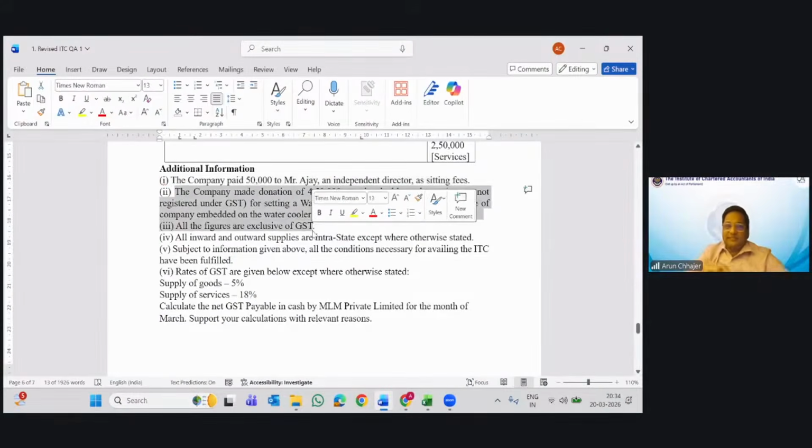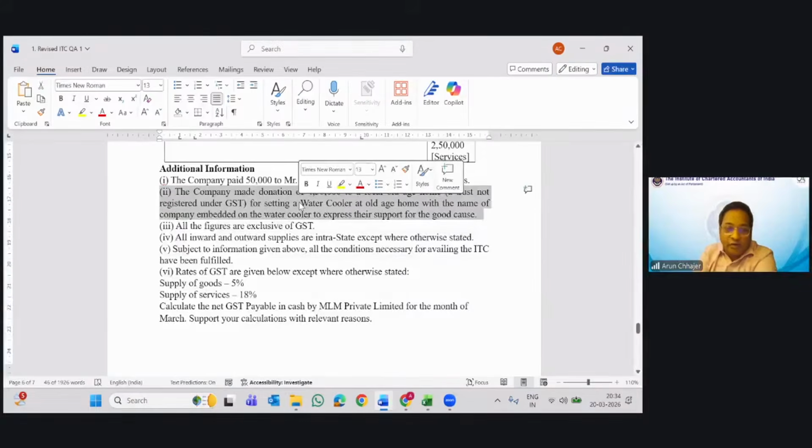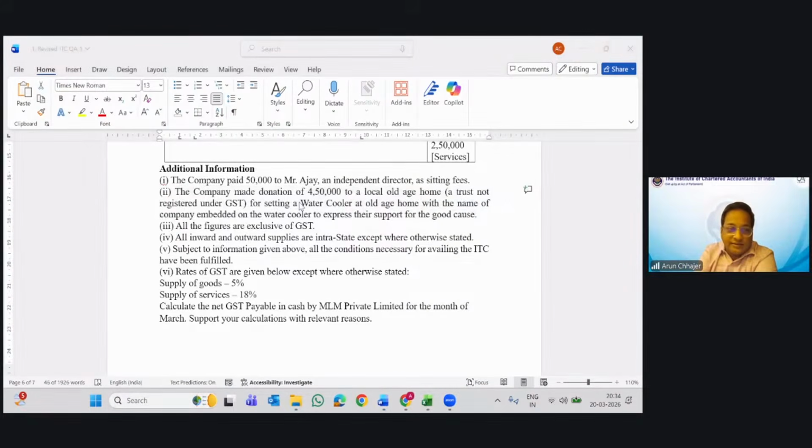Now see and give me the answer. The company made a donation of 4,50,000 to a local old age home, a trust not registered in GST, for setting up a water cooler at the old age home with the name of the company embedded on the water cooler to express their support for the good cause. What will happen to this 4,50,000? What will you write in this case? It is not a supply at all, so no GST.